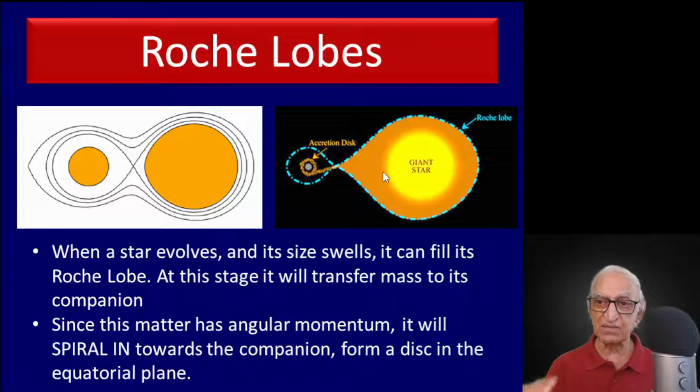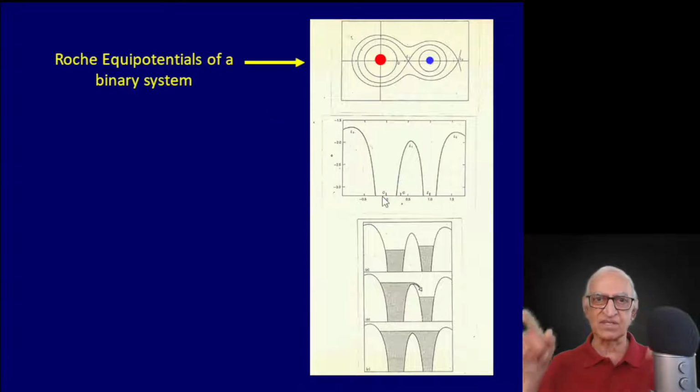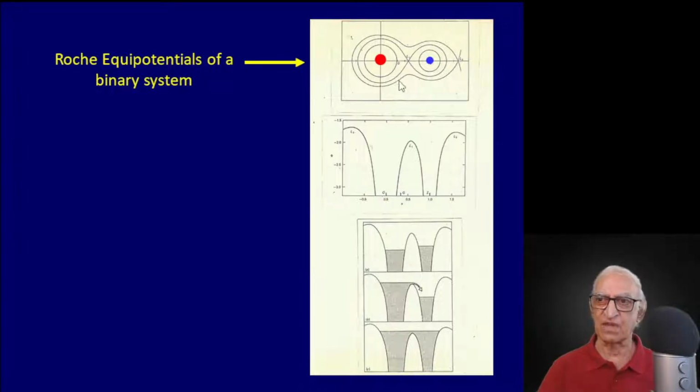So if the star becomes bigger and bigger and bigger, it's like squeezing a tube of toothpaste. The toothpaste will come out of the opening. So the mass from the star will be transferred to the companion star. So let us try to understand this from a more familiar picture, namely the gravitational potential of a star, 1 over r, and the potential of the other star, which is 1 over r. So these are the equipotentials, and that is the Roche lobe that we are talking about.